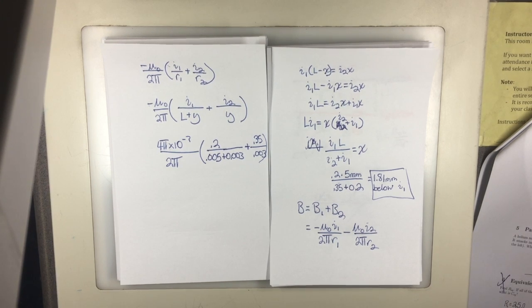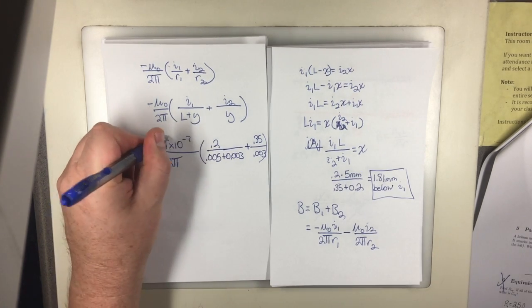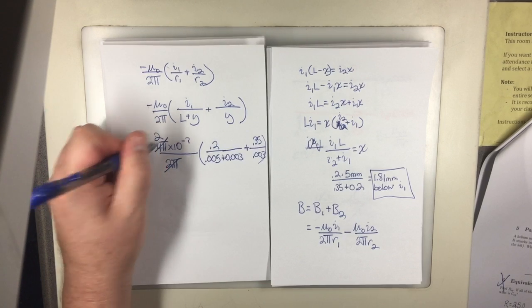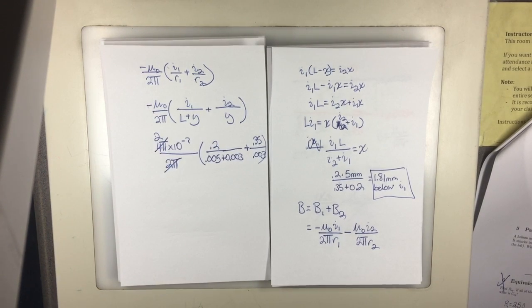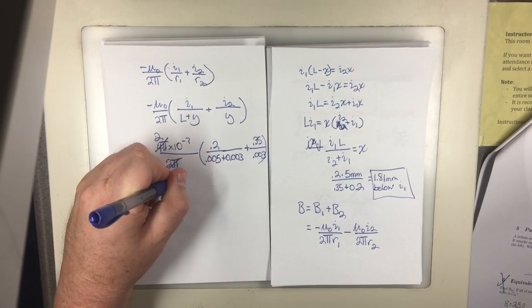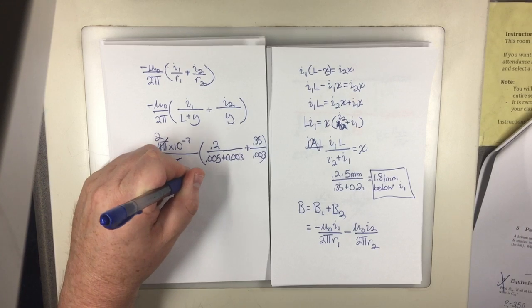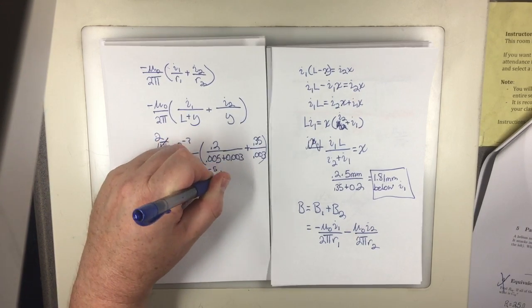This has possibilities of working out. Awesome. That cancels with that to get 2. Oh, the numbers didn't work out perfectly. 2.83 times 10 to the negative 5 Tesla.